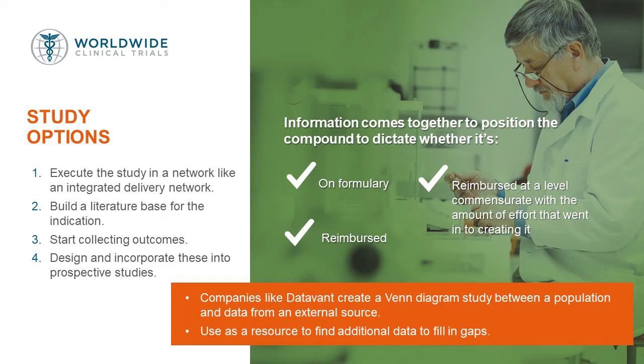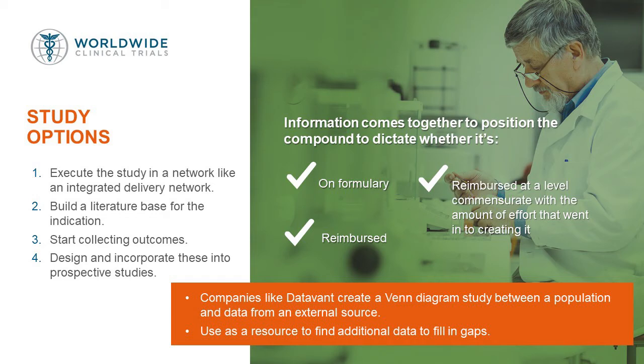That's how we would begin if we had the information at hand. We would start designing and incorporating that into our prospective studies. We bring in our colleagues who specialize in observational research to see whether or not additional opportunities are available with either a retrospective chart review, a longitudinal cohort study, something like that. And then what we're trying to converge toward is a point in time when all of that information comes together. And then we can position the compound for people that dictate whether or not it's on formulary, whether or not it's reimbursed, and whether or not it's reimbursed at a level commensurate with the amount of effort that went into creating it.